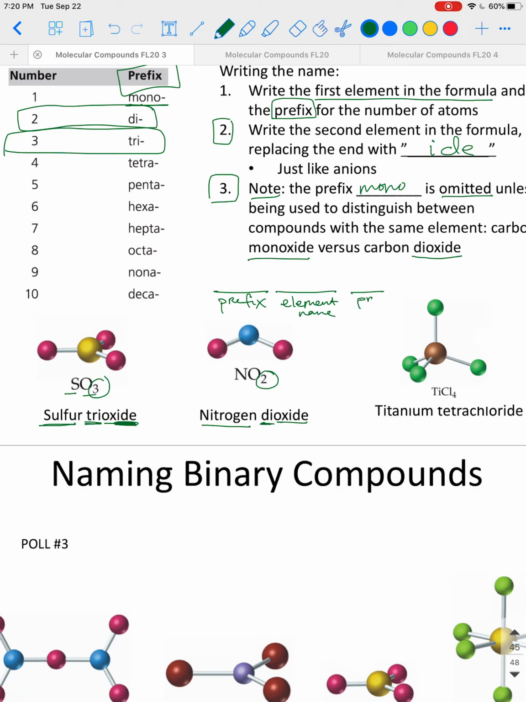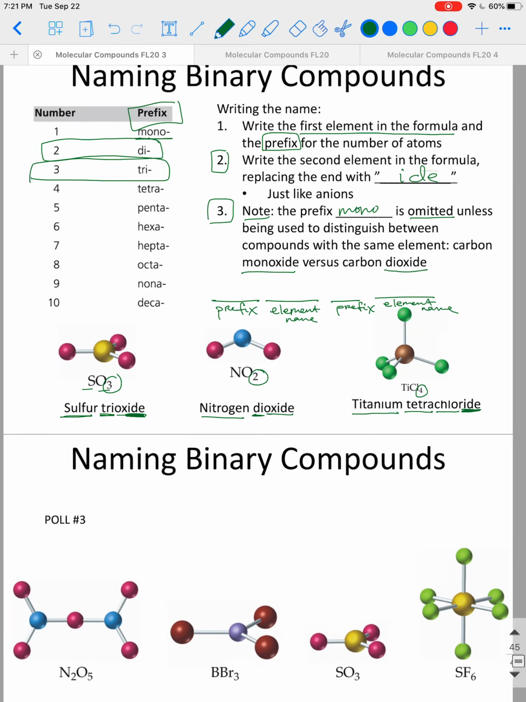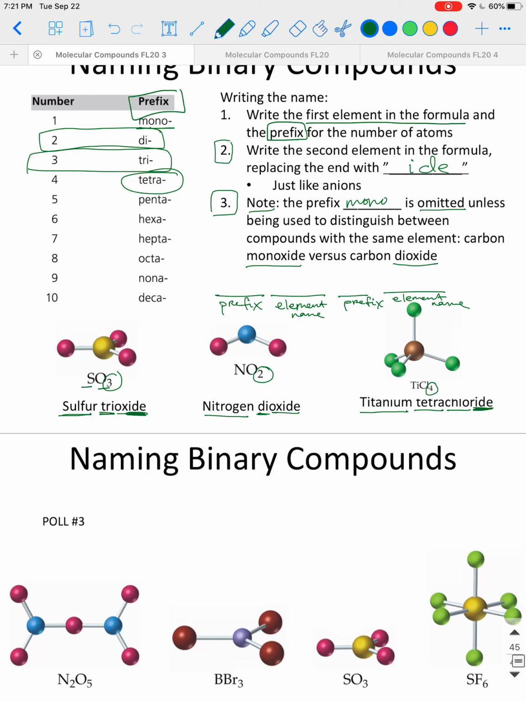Then you do the prefix for the second element, and then you write the element name. Okay, that is the formula. Prefix, first element, prefix, second element. So we have TiCl4, so it's titanium. We omit mono, so we don't write mono titanium. It's just titanium. And then we have 4 chlorine, so it'd be tetra, and then chloride. You change that ending to IDE. Okay, tetra being the prefix up here for 4.